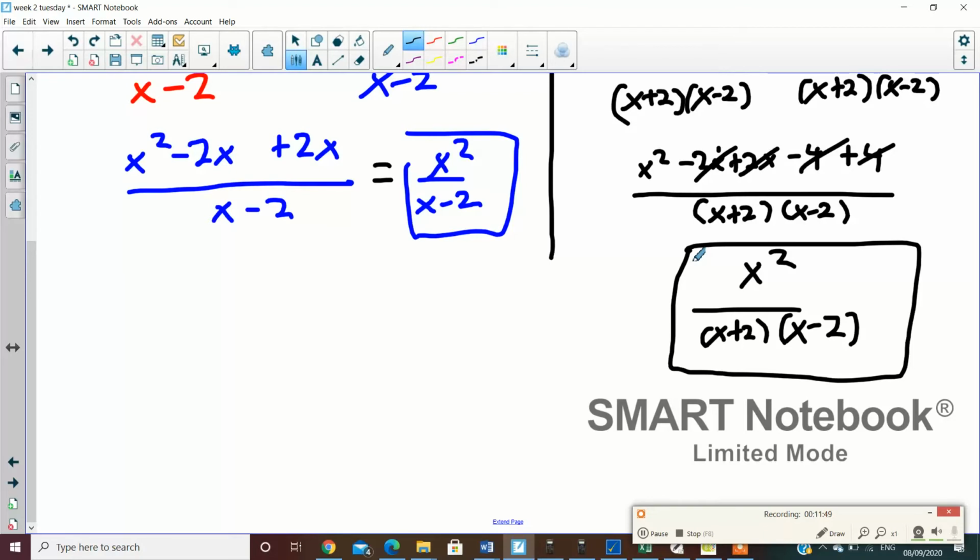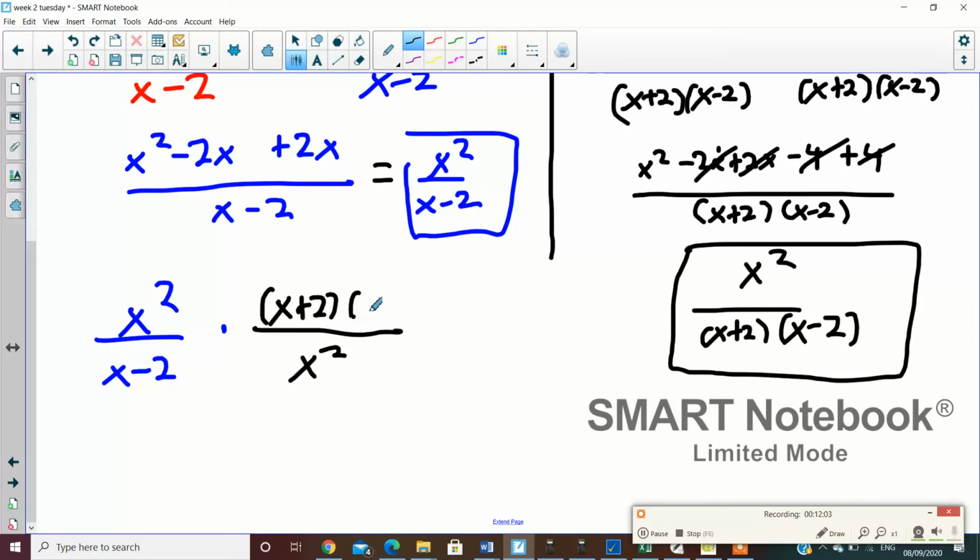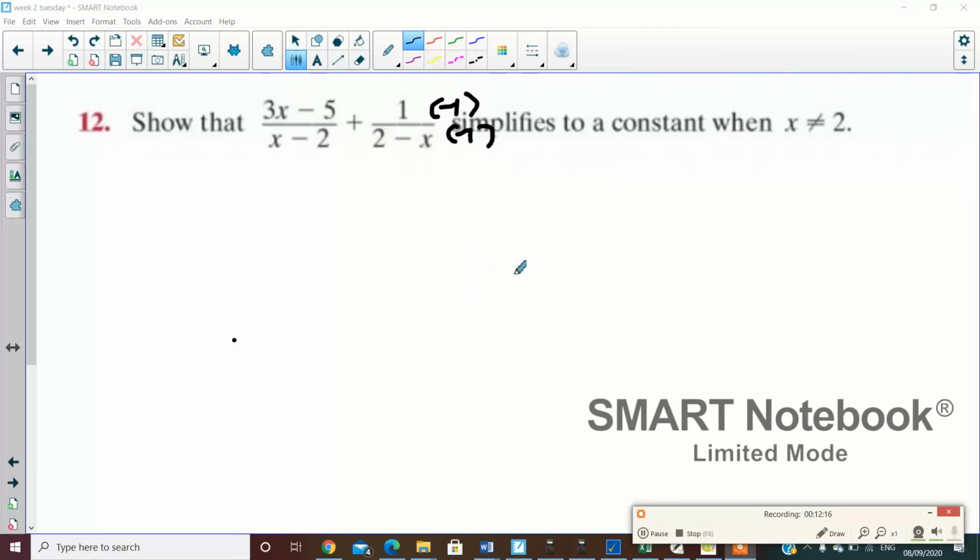What do I do with the black box? Turn it upside down and put it directly beside it, and what happens? What can we cancel now? X squareds are gone. That's the number 1 now. Anything else? Gone. What's the answer? X plus 2 in a second, okay?